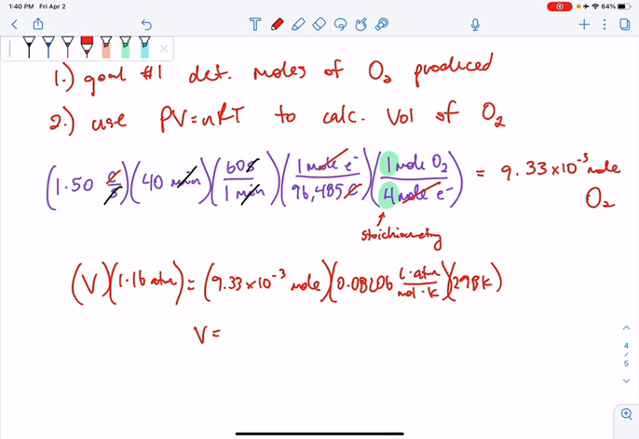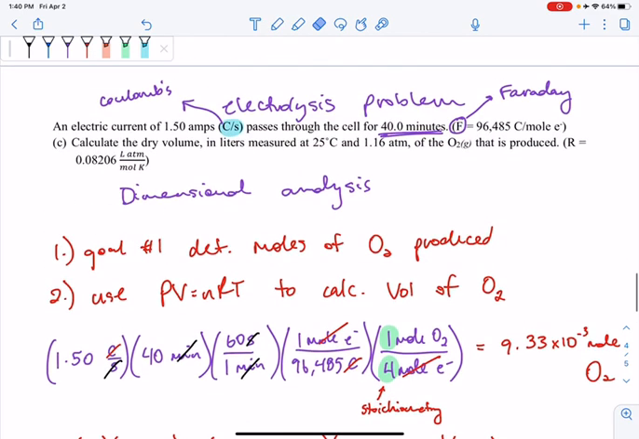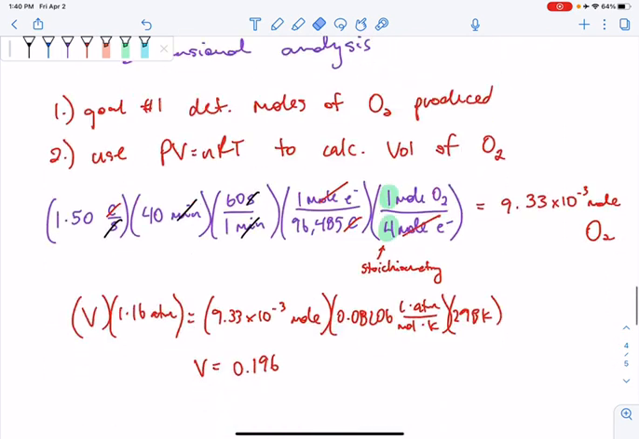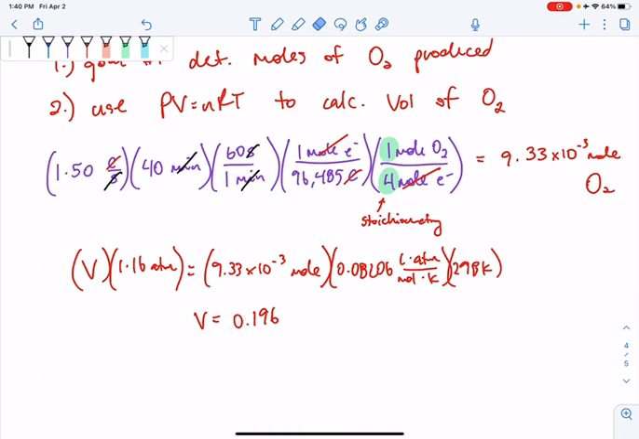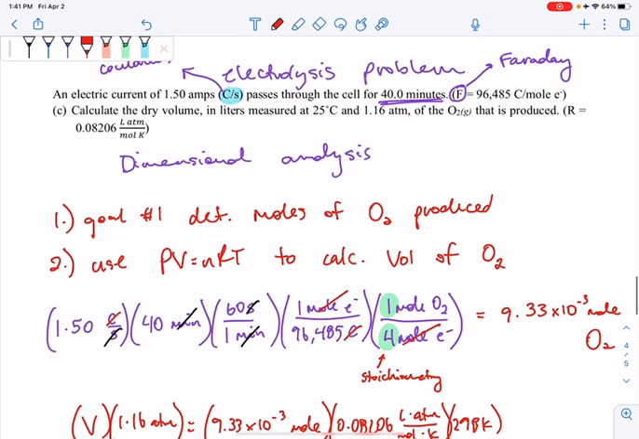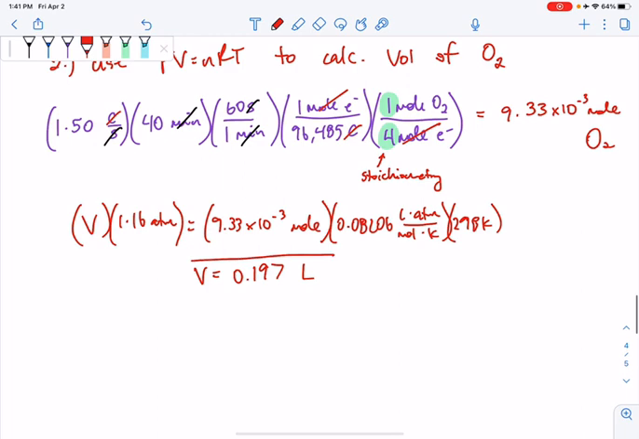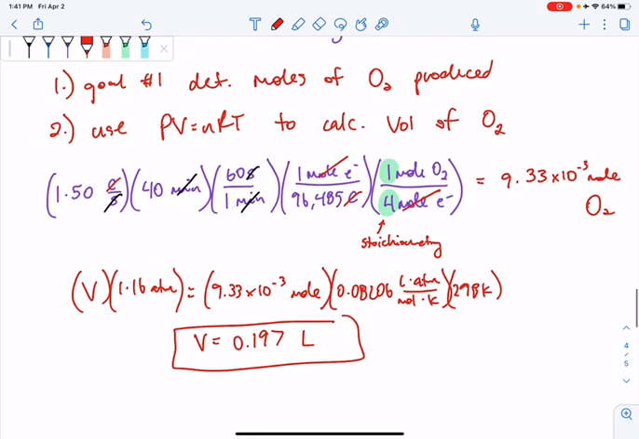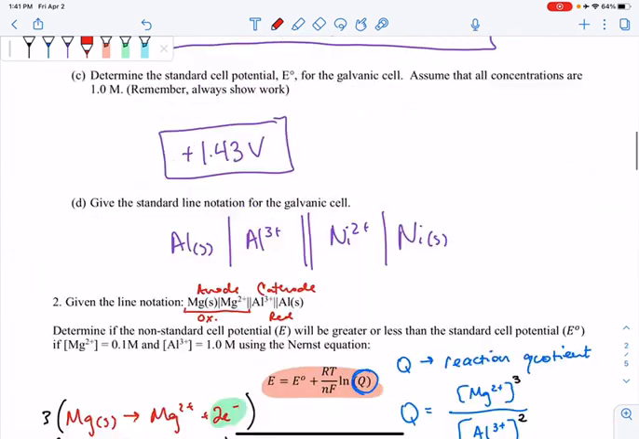We get a volume of 0.196, or let's see, it's looking like 3 sig figs, so maybe 0.197 liters. Is that what it wants? Yep. Bada bing, bada boom. There you go. All right, so that is the electrochem homework key.